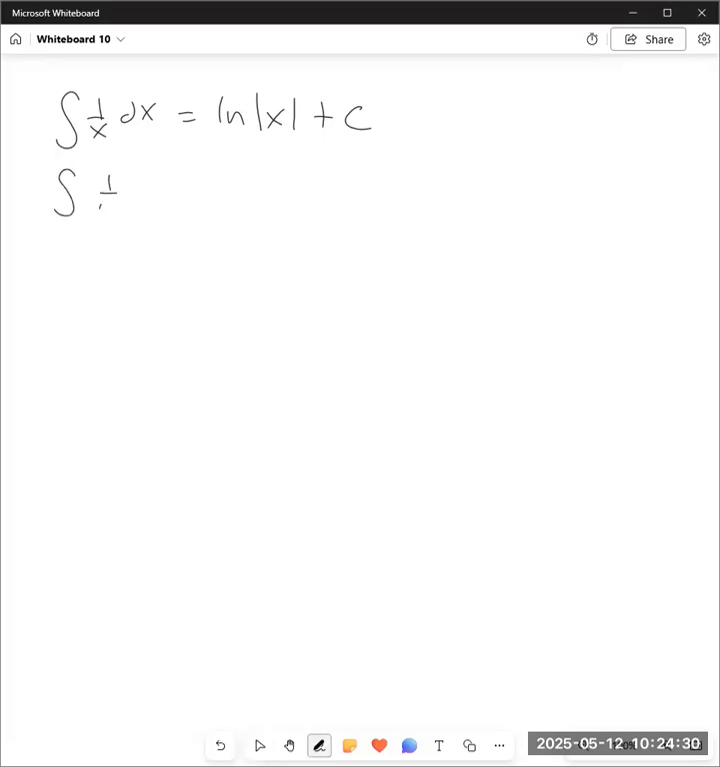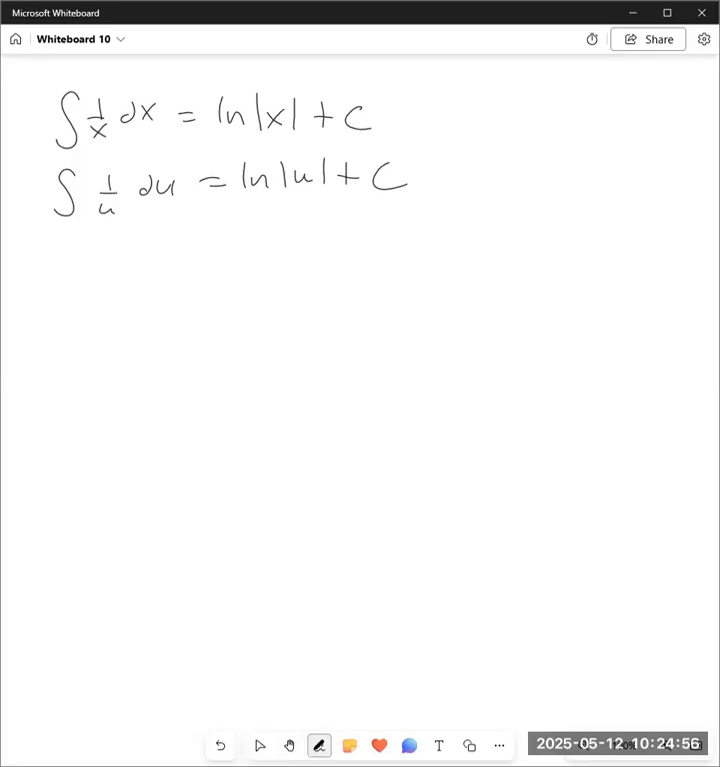Similarly, we generalize that. The integral of 1 over u du is going to be ln of the absolute value of u plus c. The only time that we get to not use absolute value bars around x or u is when we know that they have to be positive because of something else in the problem.